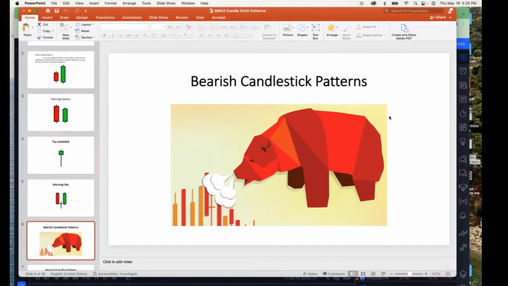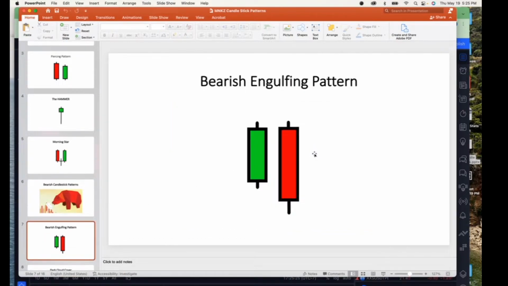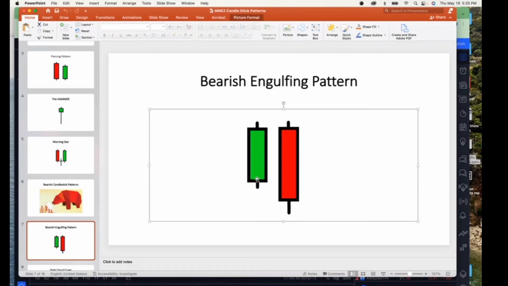Next is pretty much the opposite, which is bearish candlestick patterns. Okay. First one is literally the opposite of a bullish engulfing pattern. This is just a bearish engulfing pattern. So same idea, right? Bulls tried to push it up, and look what happens. The bears push it all the way back down, and it passes and engulfs this entire candle. So it's much bigger than it.